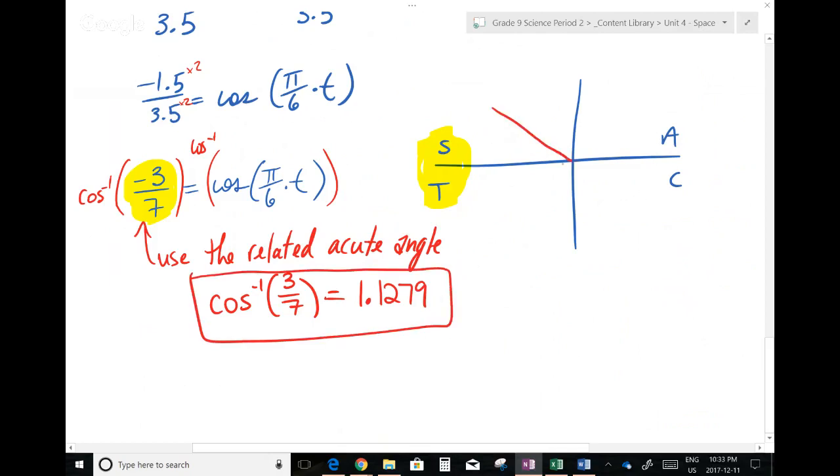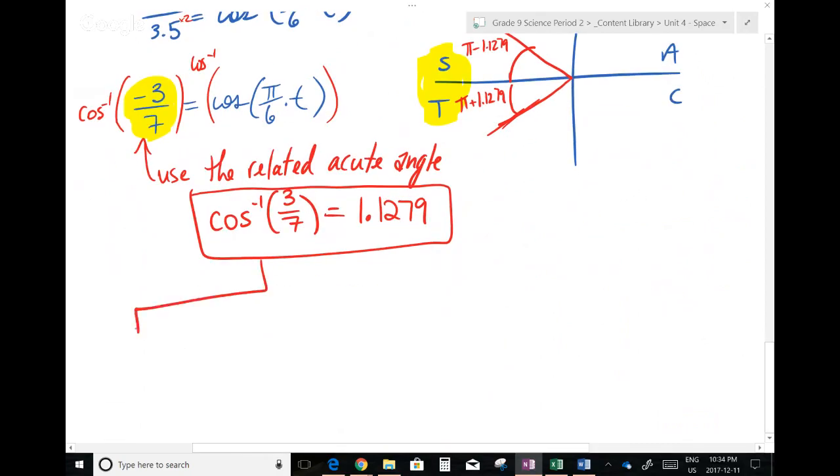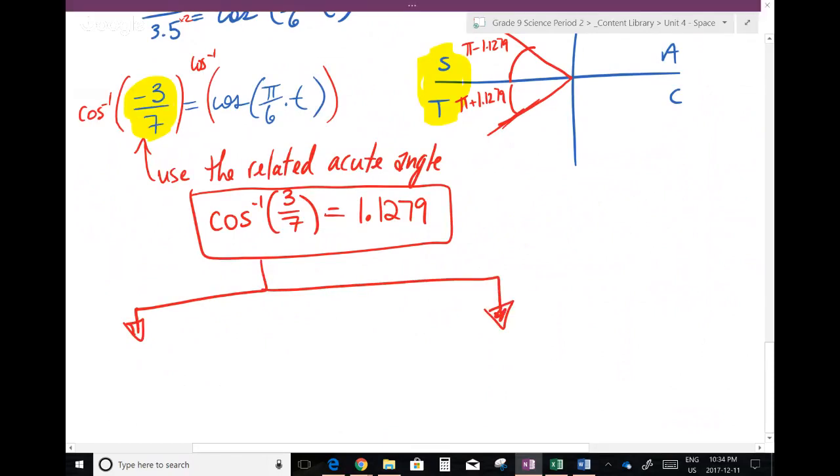And keep in mind that we're talking about angles here. So this is going to be pi minus that, and this is going to be pi plus that. Which means we're going to get two solutions over here in a single rotation, in a single revolution. And I'm going to do the math on both of these. I'm just going to give myself two solutions to work with.